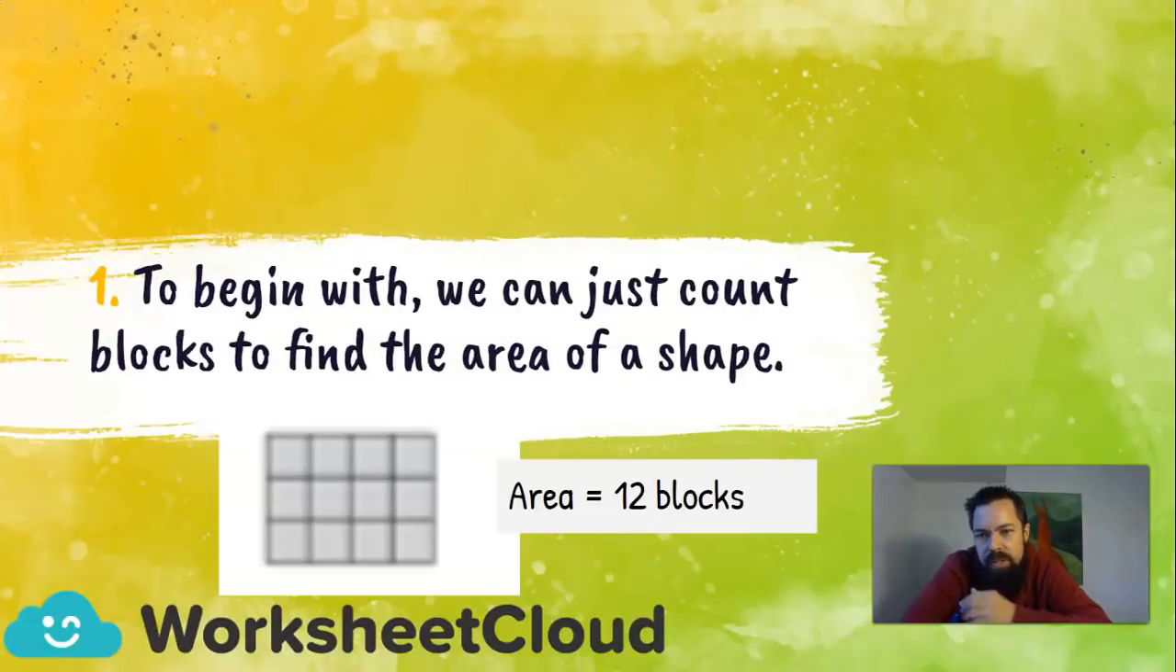So to begin with, we just count the blocks to find the area of the shape. So it's a little bit blurry, but there's a gray shape there. And if I count up the small squares inside the shape, I can tell you what the area is of the whole shape. So counting there, I see 1, 2, 3, 4, 5, 6, 7, 8, 9, 10, 11, 12. And so the area of that gray rectangle is 12 blocks, or 12 units, but we've got squares, so we'll call them blocks for now.